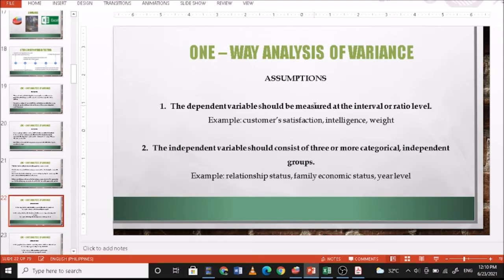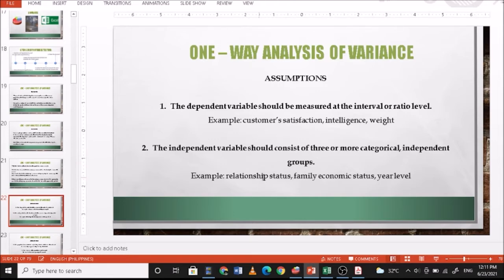So, assumptions for your ANOVA. The dependent variable should be measured at the interval or ratio level, so it should be a continuous variable. For example, customer satisfaction, intelligence, weight. The independent variable should consist of three or more categorical independent groups.